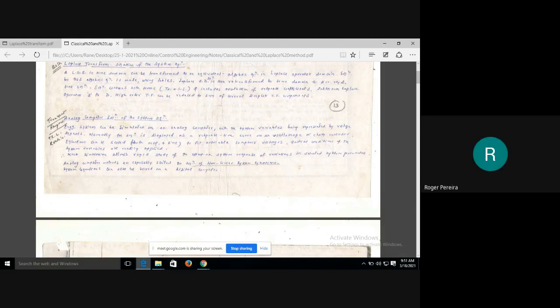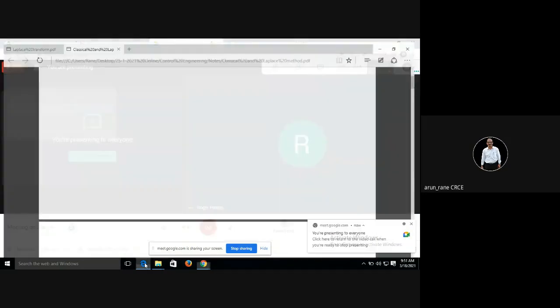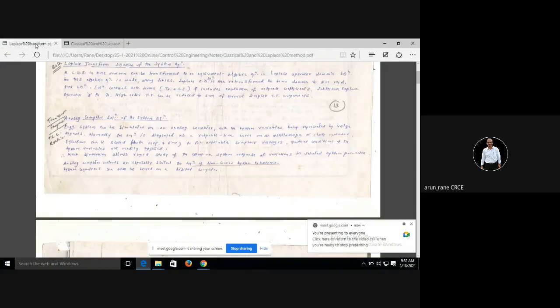I'll show you this. You have readily available Laplace transforms. This is theta o upon theta i, the first order transfer function, that is output upon input, k upon 1 plus ts. This is in the Laplace domain. Wherever there is an s, it means it is in the Laplace domain.